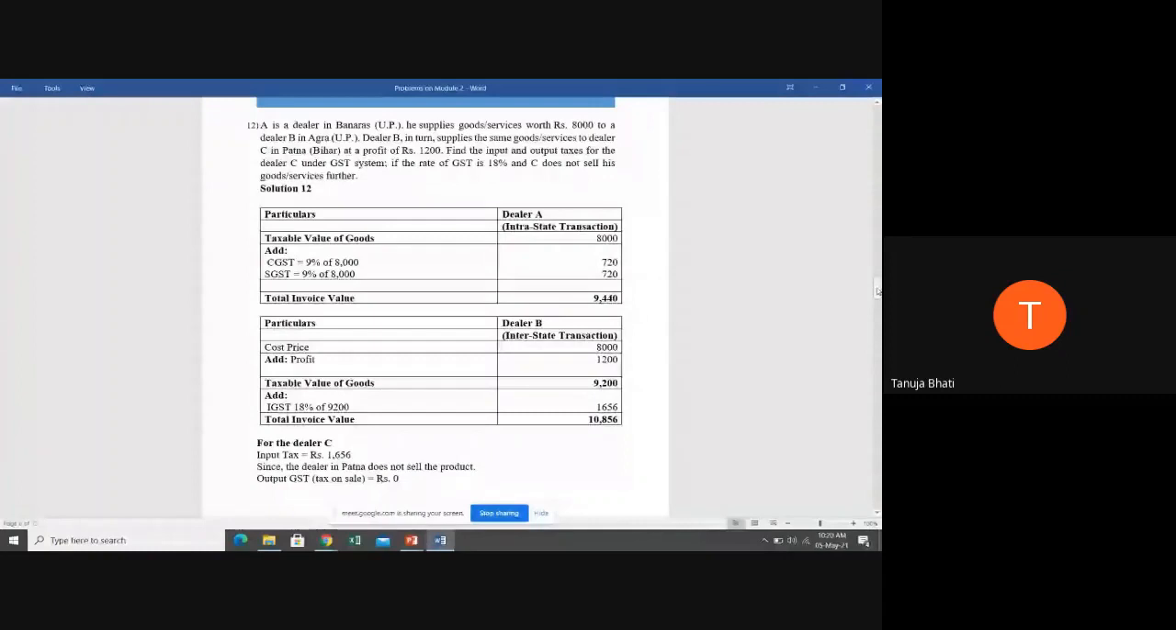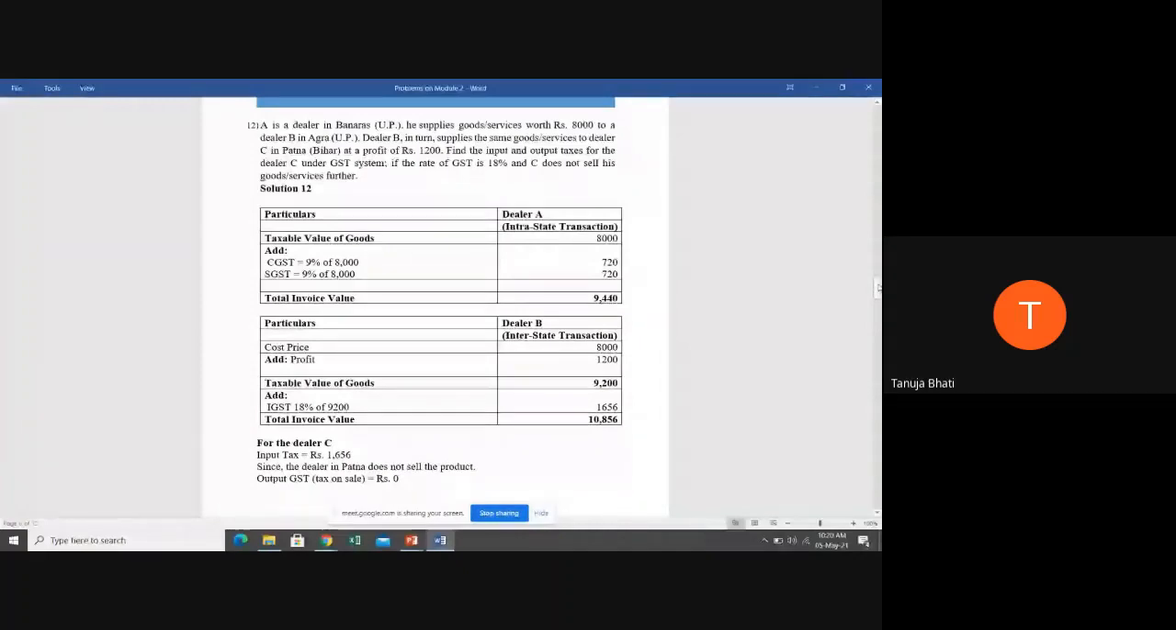Always remember students, once more I'm repeating, output tax is a tax paid on sales. Input tax is a tax paid on purchases, and whatever input tax is paid on purchases doesn't become your cost, because government under GST is giving you the credit of input tax.